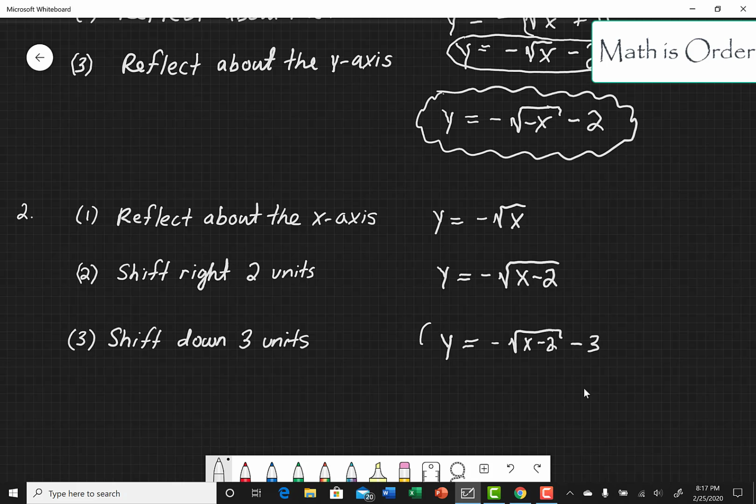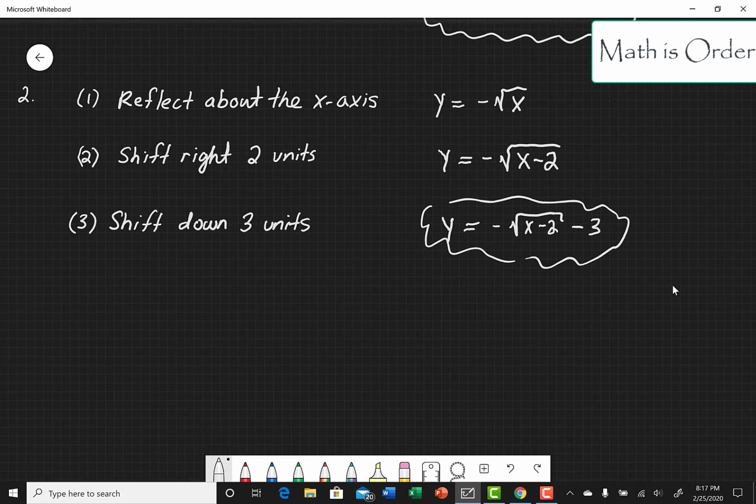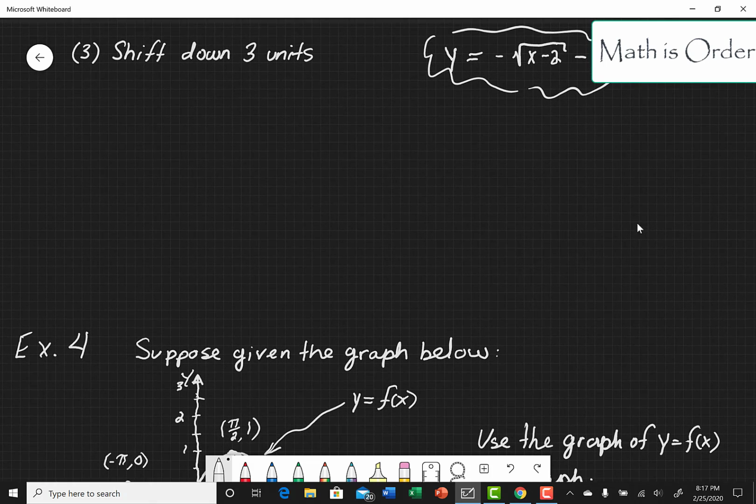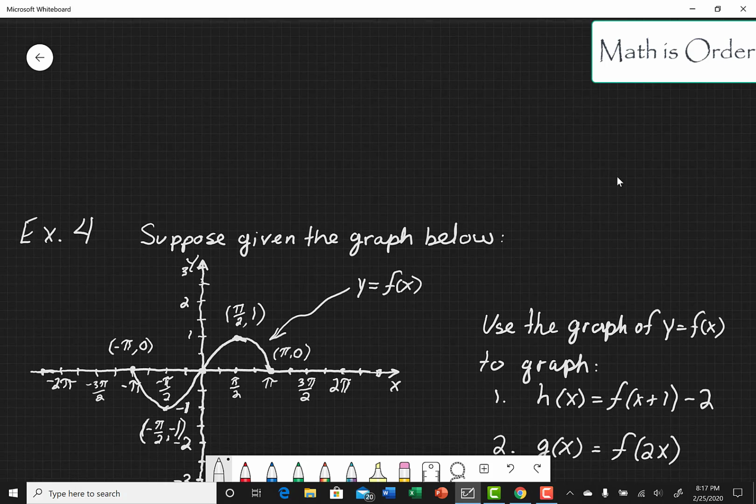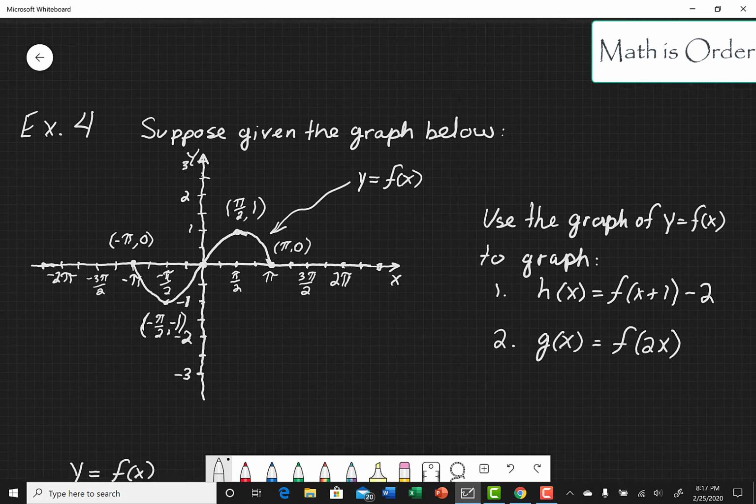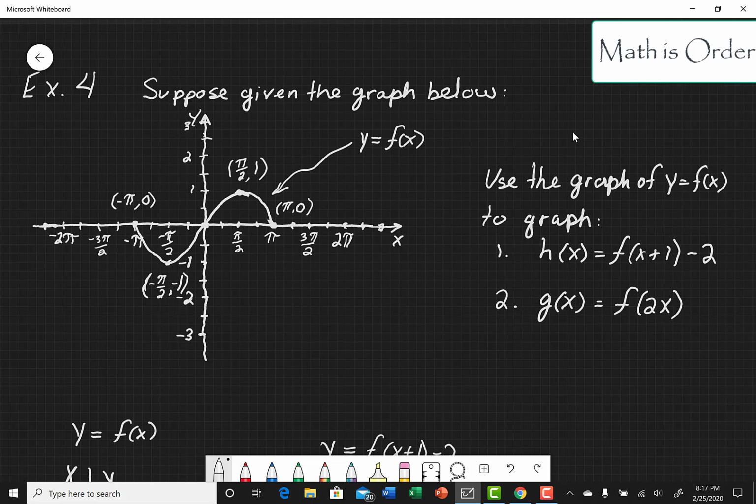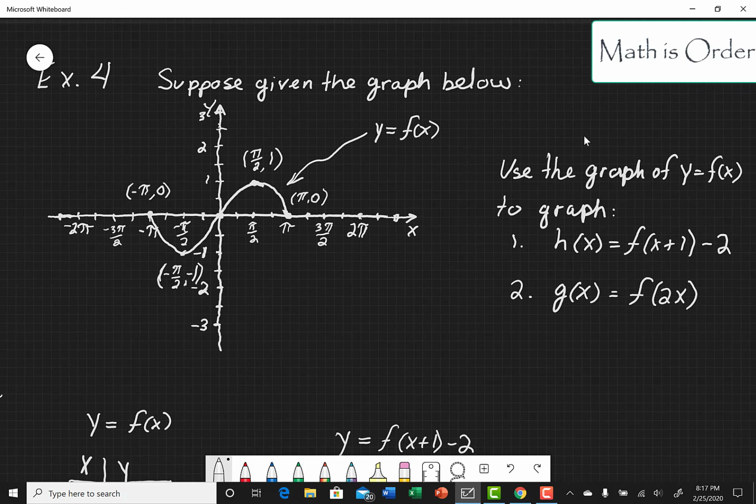Right, so here is our final function after all of these 3 transformations are performed. All right, I hope you all understood these and are getting a better understanding of these transformations. It really does take a lot of practice to get this. It's really not an easy subject or concept to grasp. All right, let's look at another example.